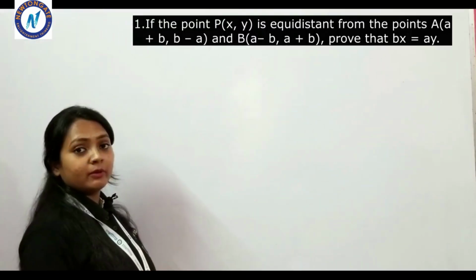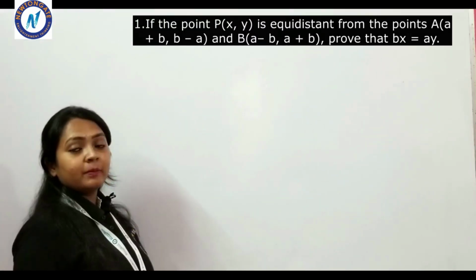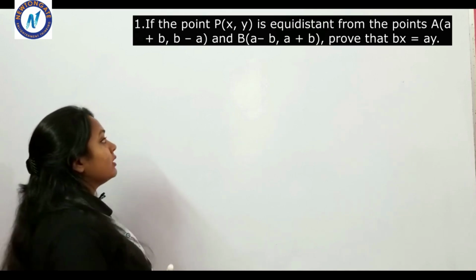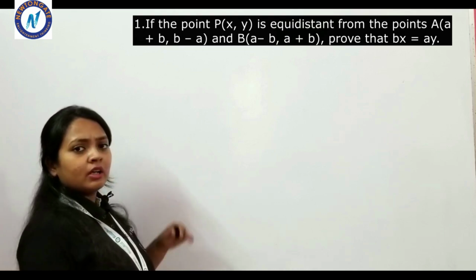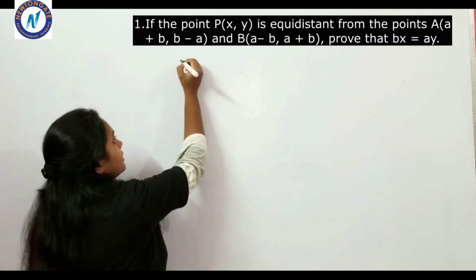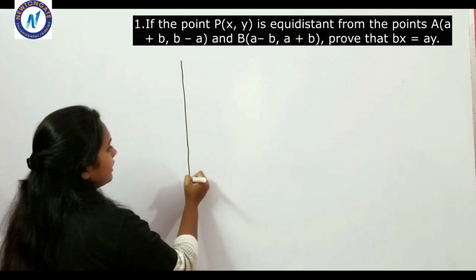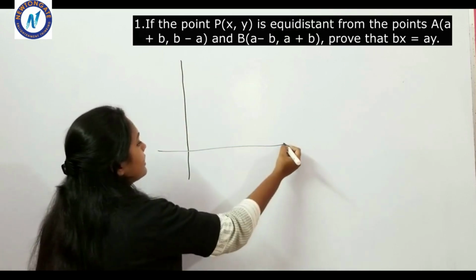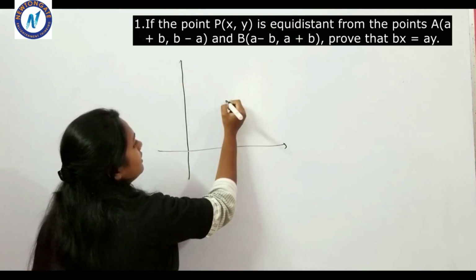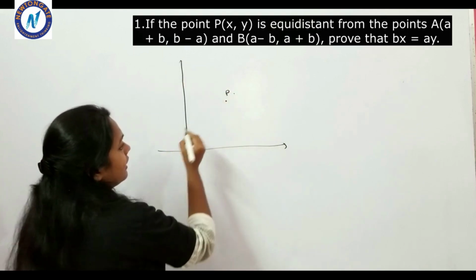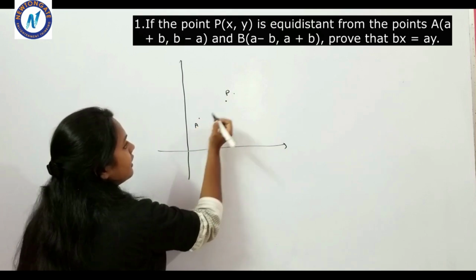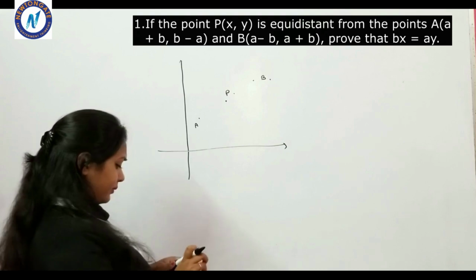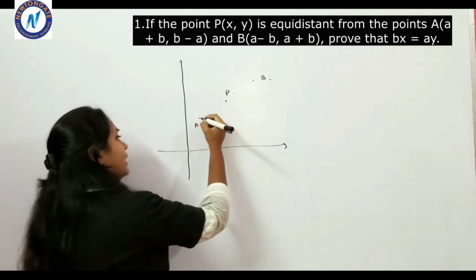Let's look at question number 1. Here it is given that P is a point that is equidistant from A and B. So at first we will draw the figure. This is the y-axis and this one is the x-axis, right? Let's take a point P here, and here is the point here. Now join these three points by a line.